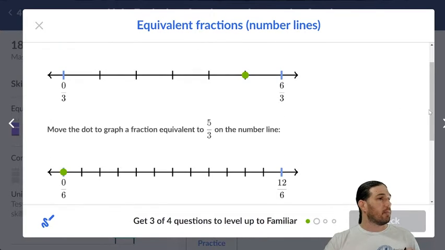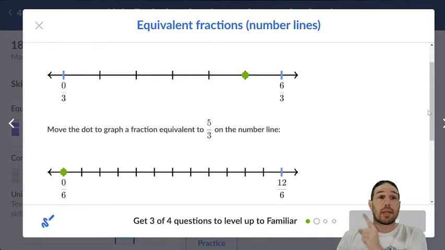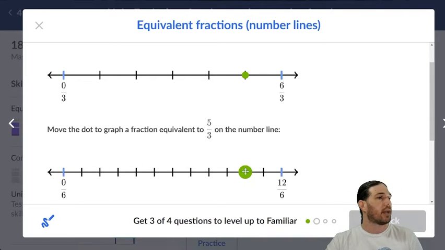Now it says, move the dot to graph a fraction equivalent to 5/3 on the number line. Now this is super easy because the two number lines are exactly the same size. I can just drag the dot so that it lines up properly. And then I can count how many sixths, there's that word again, how many sixths is this? Well, 1, 2, 3, 4, 5, 6, 7, 8, 9, 10 sixths is the equivalent of 5/3.